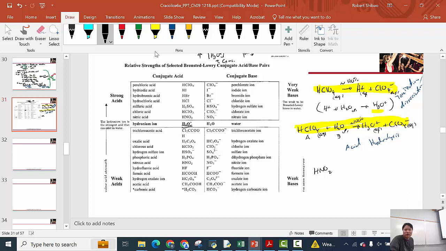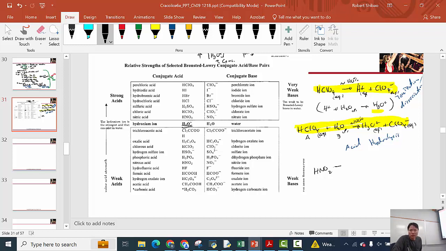Sometimes I'll leave off the aqueous. In fact, most of the time I leave off the aqueous because aqueous is by far the state that you're going to encounter the most. And so if we leave off aqueous and write L for liquids, G for gases, and S for solids, then we're okay if we leave off aqueous. And so for nitrous acid, HNO2, we can come up with two equations.